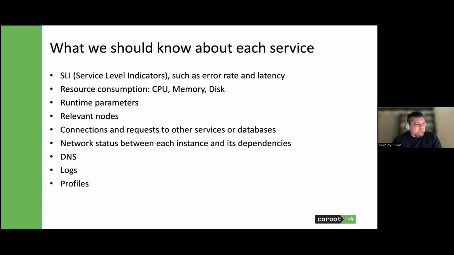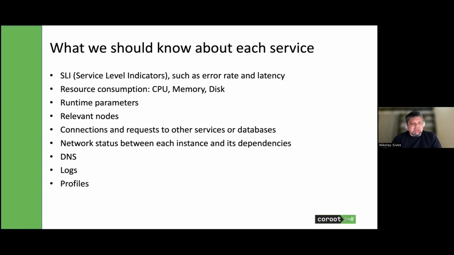We want to understand how each service performs in terms of latency and errors. We want to understand resource consumption, like CPU, memory, disk, network bandwidth, and so on. We want to understand runtime parameters: JVM, .NET, Python, the global interpreter lock, Ruby. We want to understand what's happening in each runtime. We want to understand what's happening on the relevant node: its CPU usage, network bandwidth, and errors on the network interfaces.